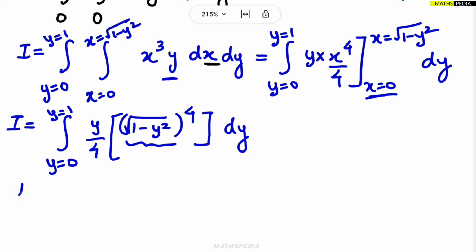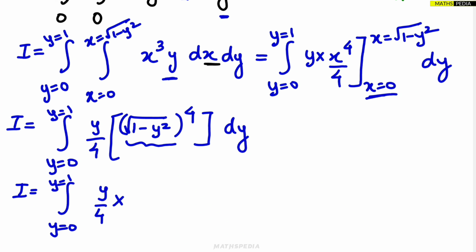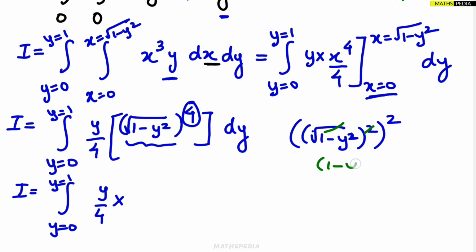Next, we have to simplify this particular thing. So I is equal to the integration of y is equal to 0 to y is equal to 1, with y by 4 sitting outside. The inside part is 1 minus y square, with power 4. If I take the square root of 1 minus y square and square it, and one more square, these are exactly the same. Why am I doing this? For understanding purposes: this square and square root will get cancelled. So what is remaining? 1 minus y square, the whole square, then dy.